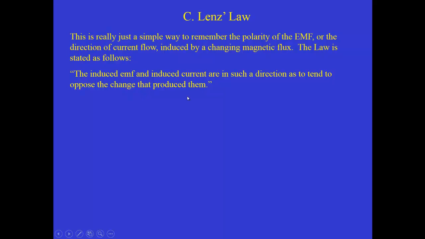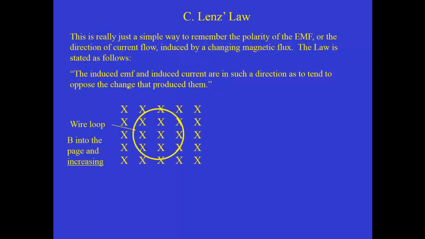That seems a little bit vague, but let's flesh it out by doing an example. Here imagine that we have a conducting wire loop, and there's no battery here, so initially there's nothing flowing in that loop. It's just a conducting loop. And we have a magnetic field indicated by the X's that's pointing into the page. Now imagine that we can control that magnetic field and make it increase.